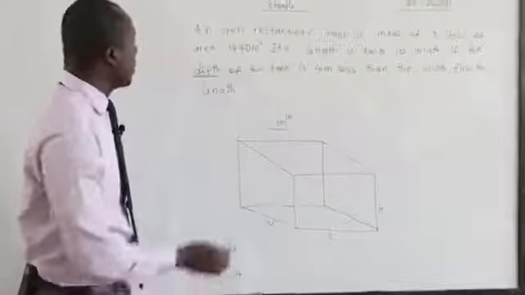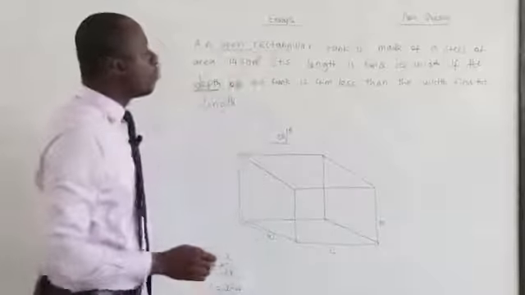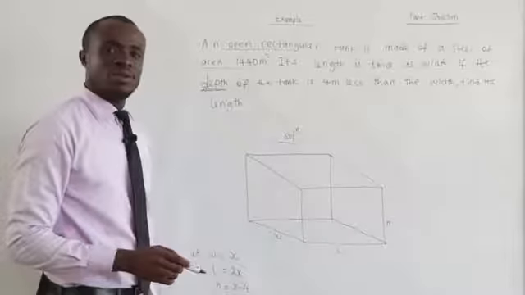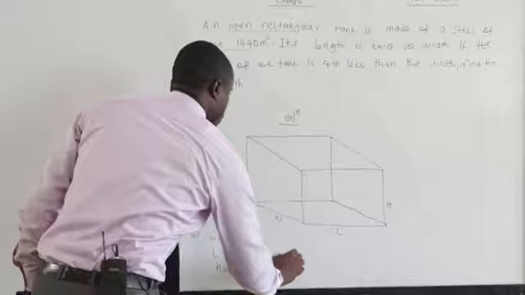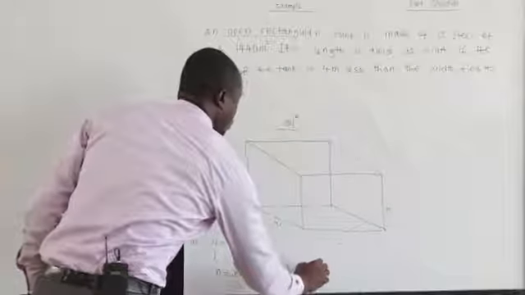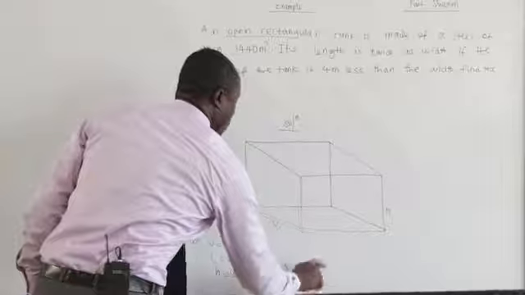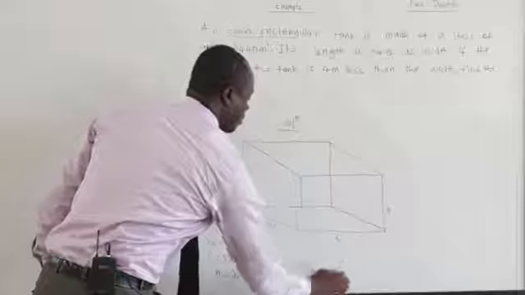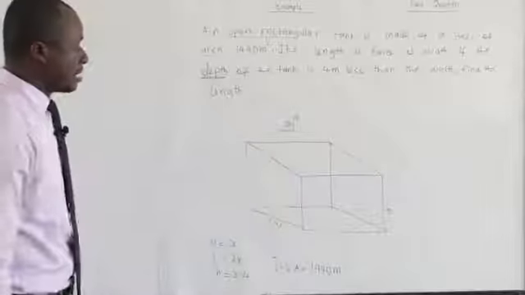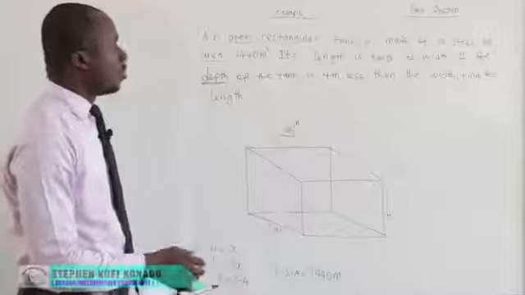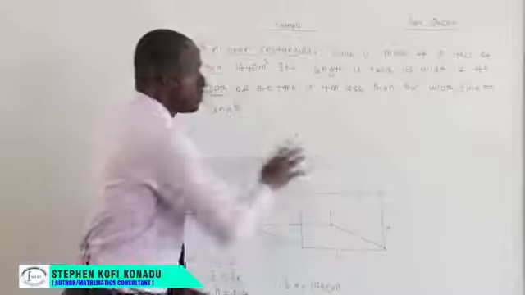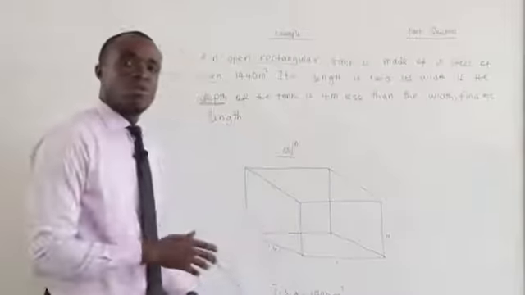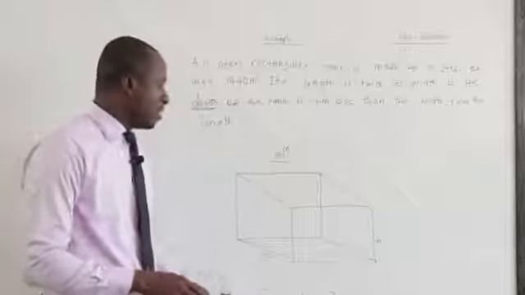Now the question says that it is an open rectangular tank, and the area is 1,440. So they've given us the total surface area, and that is 1,440 meters square. Now let's look at it carefully. You are being told that it is open, so the top wouldn't be there. If we want to find the area, we know that the total surface area is the addition of all the areas.